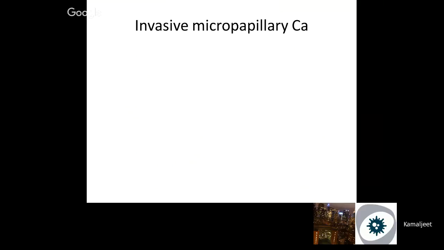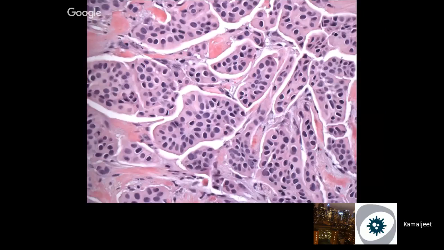Invasive micropapillary carcinoma. I just want to touch base on it because I think it has very typical morphological features. So this is invasive micropapillary carcinoma of the breast, and what makes it micropapillary is this typical reverse polarization of the tumor cells. And typically the tumor cells are dense. There are a lot of tumor cells in a very small area.